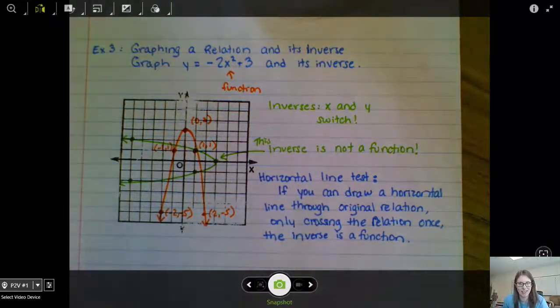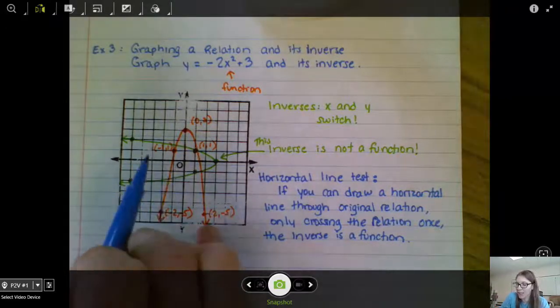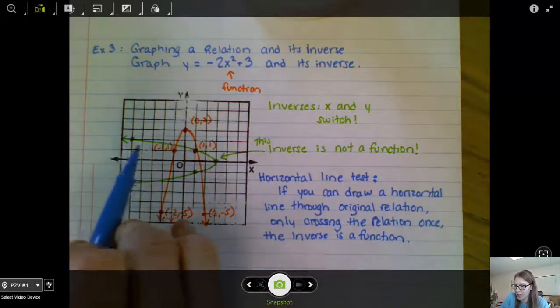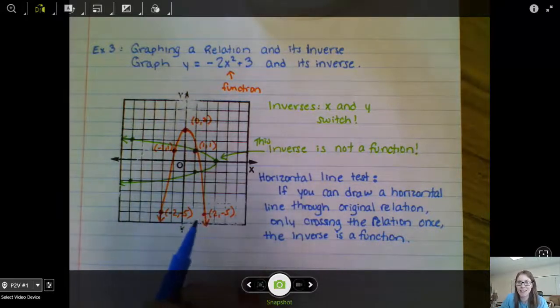Okay, similar to the vertical line test, that works. We're just looking at the original. And if you look at our original again here, the orange, if we draw a horizontal line, we're crossing more than once. That tells us that our inverse is not going to be a function.